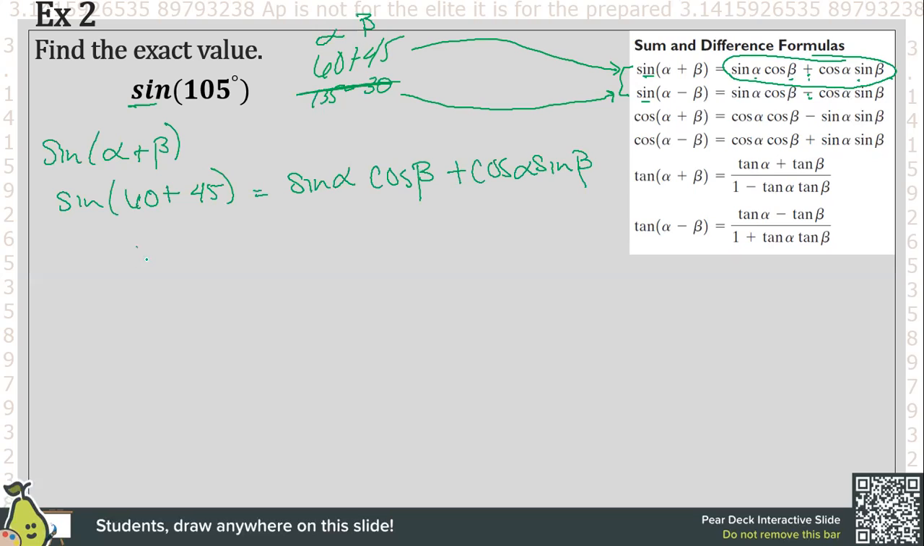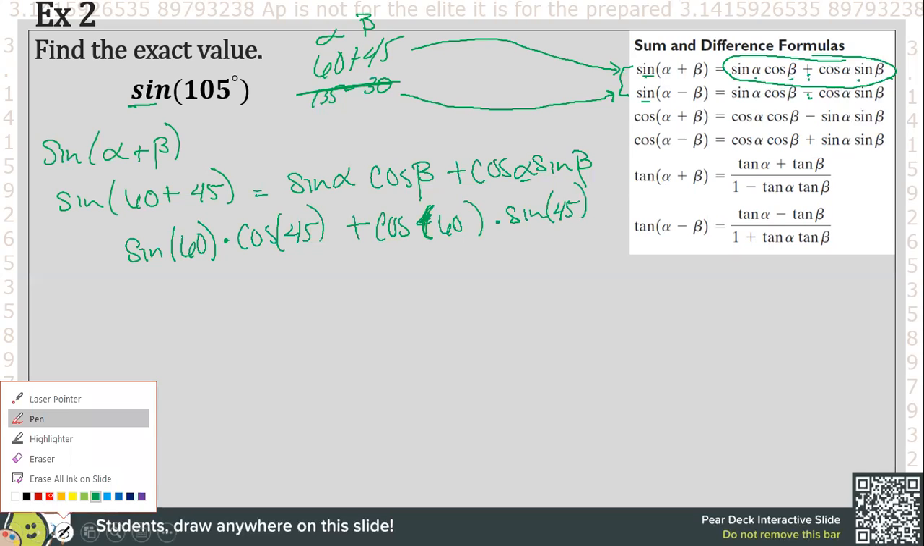So we have sine of 60 times cosine of 45 plus cosine of alpha, which is 60, times sine of 45. There you go. That should be good. Okay, so from here, what we're going to do is simplify everything.